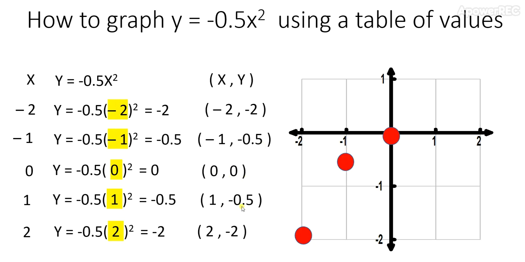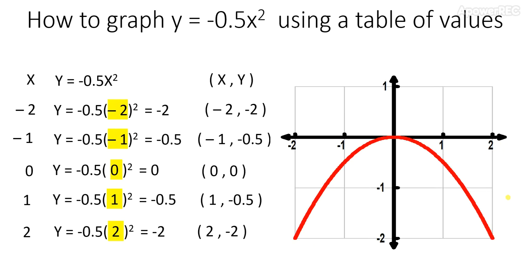For 1, -1/2, we start at the origin, go right 1, down 1/2, and then the last point is 2, -2. We start at the origin, go 2 to the right, and 2 down. And there are your 5 key critical points. And step number 3 is to draw a curve that goes through all 5 key critical points, and it should look something like this. And that is how you graph y equals -1/2 x squared using a table of values.